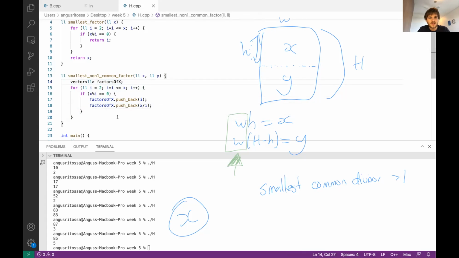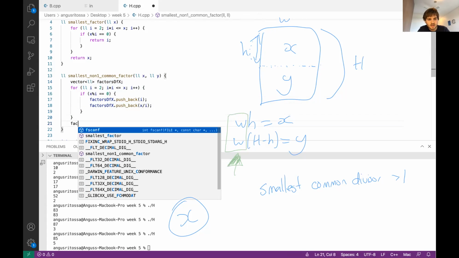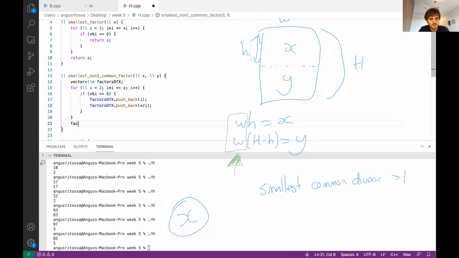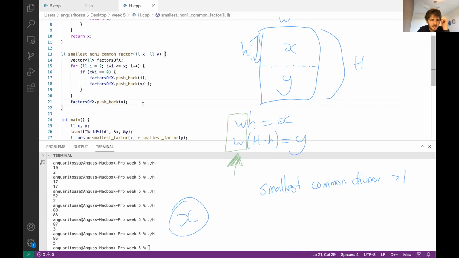And now that we have all the factors, obviously X is a factor of itself as well, so we're going to put that in there too. In this context, 1 is not a factor because we're ignoring 1. But X is a factor. They're all the factors of X. And then we want to find the ones that are in common with Y and find the smallest one.